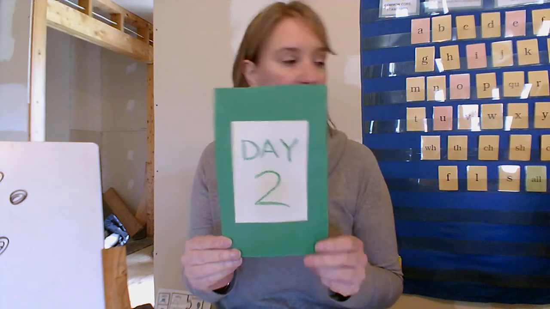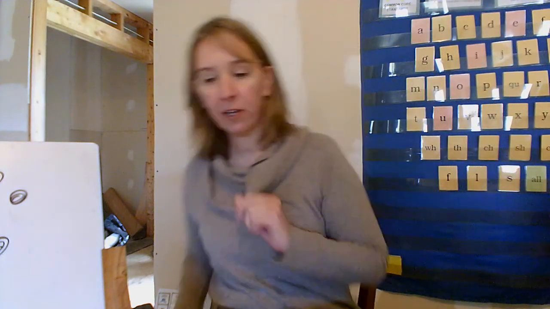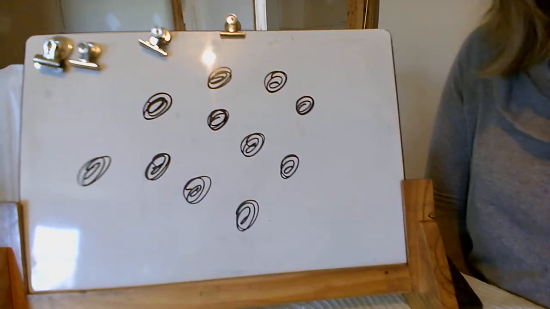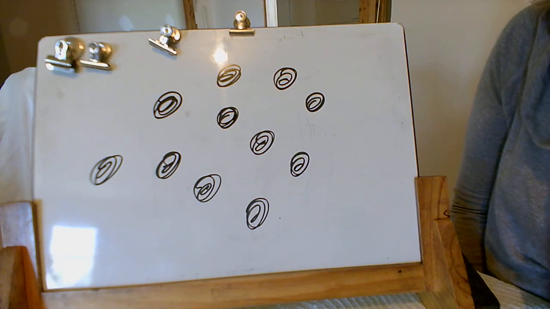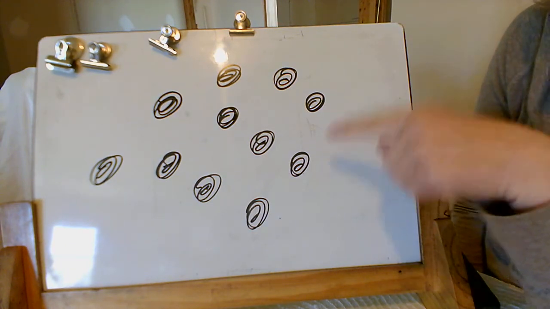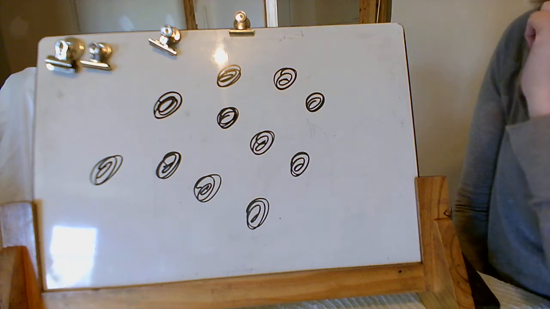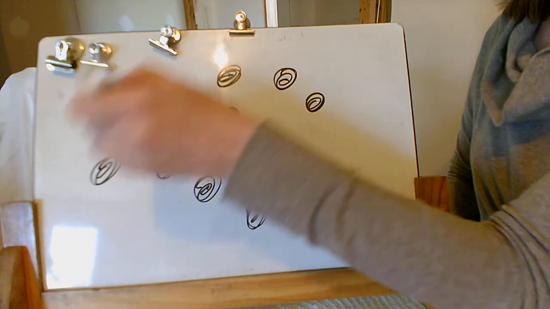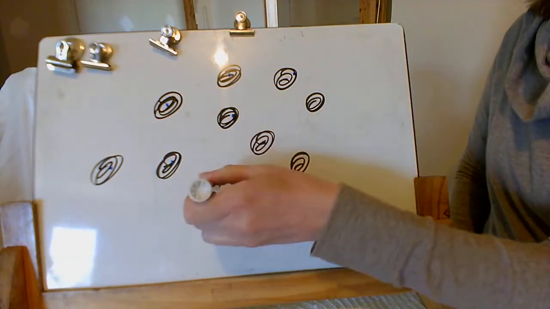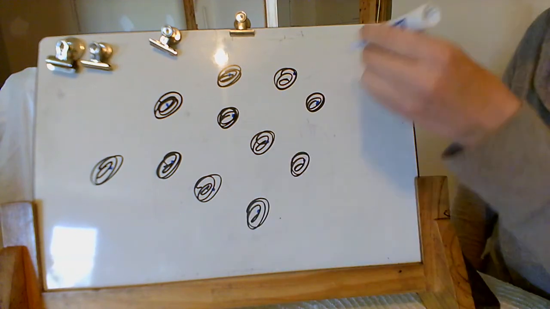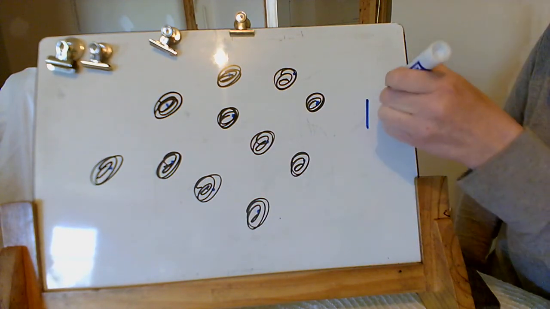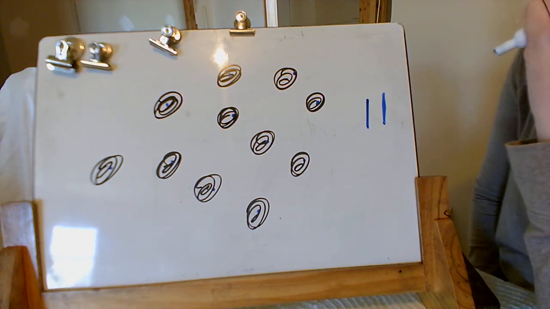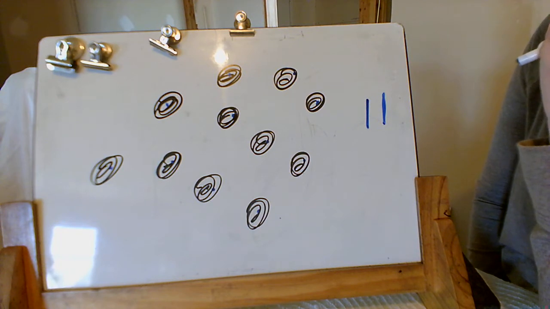Okay, it's day 2. Let's start with a warm-up. We're going to come over here to the whiteboard, and we're going to look at these chips. Let's pretend they're chips. And we're going to figure out if this is an even amount or an odd amount. Well, let's see how many we have here to begin with. Let's count these. 1, 2, 3, 4, 5, 6, 7, 8, 9, 10, 11. So there are 11 chips here. Do you think that 11 is an even number, or is 11 an odd number?